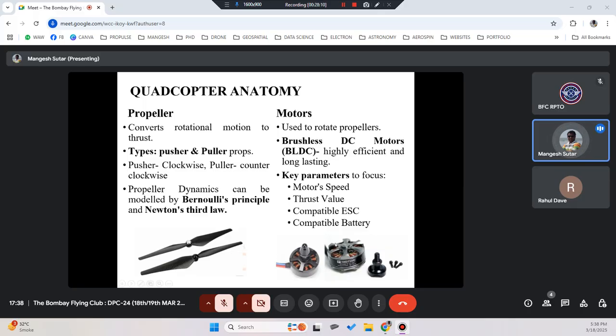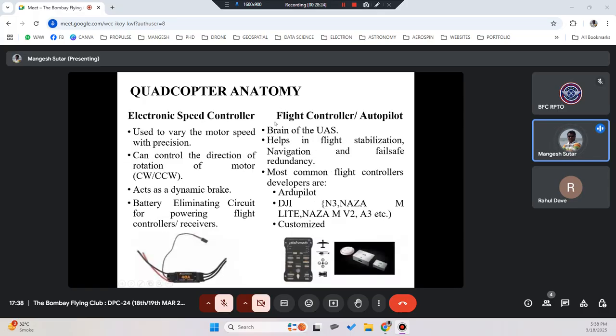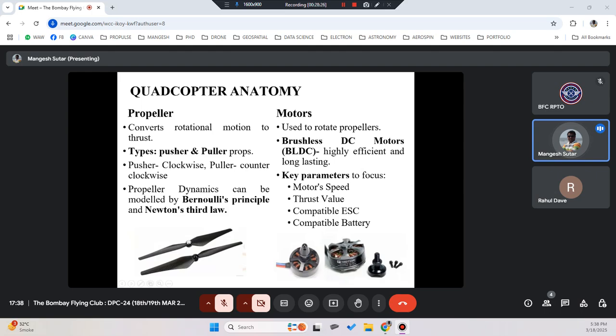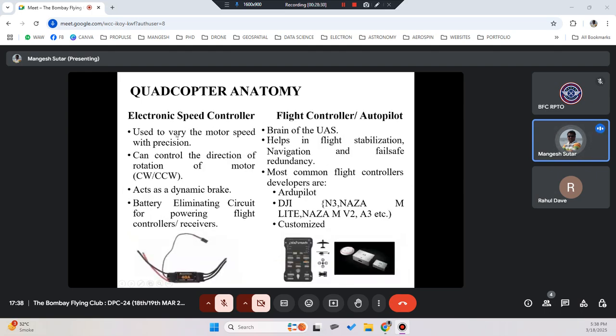It depends upon how big a drone you are designing and for what purpose. Based on that, you will choose the propeller as well as the motor and the ESC. Then you have the electronic speed controller. As I said, the motor will come with a compatible ESC. The electronic speed controller is used to vary the motor speed with precision.